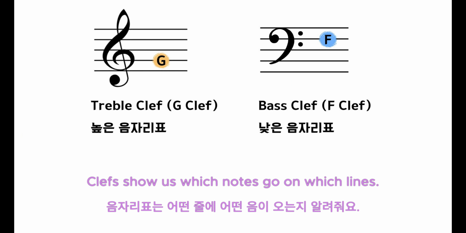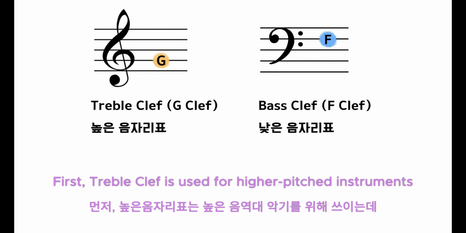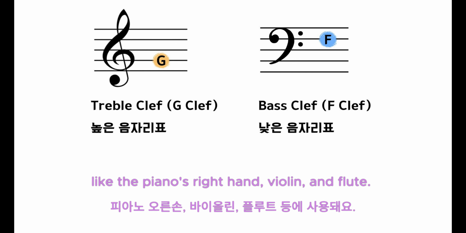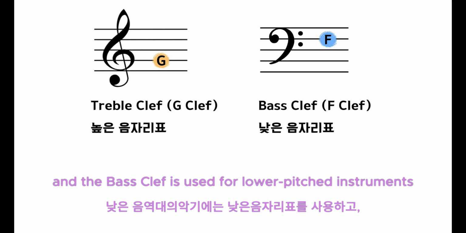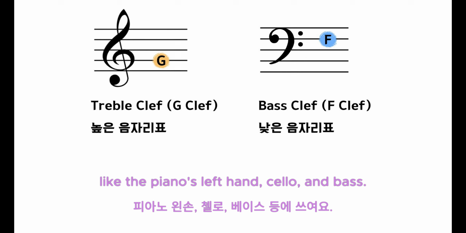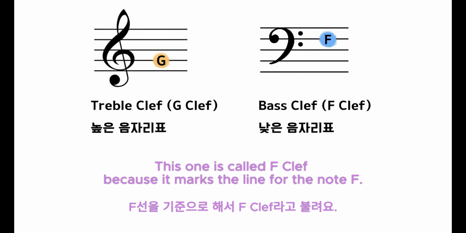Clefs show us which notes go on which lines. First, treble clef is used for higher pitched instruments like the piano's right hand, violin, and flute. It's also called a G clef because it marks the line for the note G. And the bass clef is used for lower pitched instruments like the piano's left hand, cello, and bass. This one is called F clef because it marks the line for the note F.